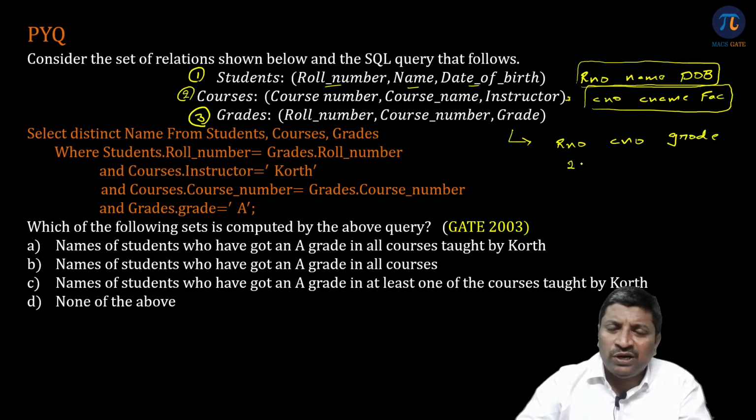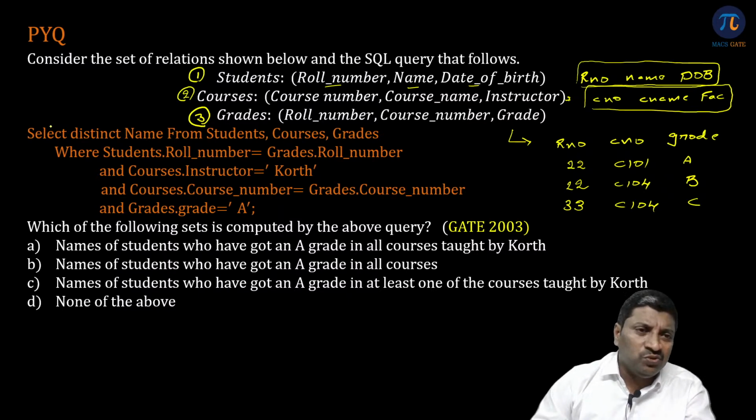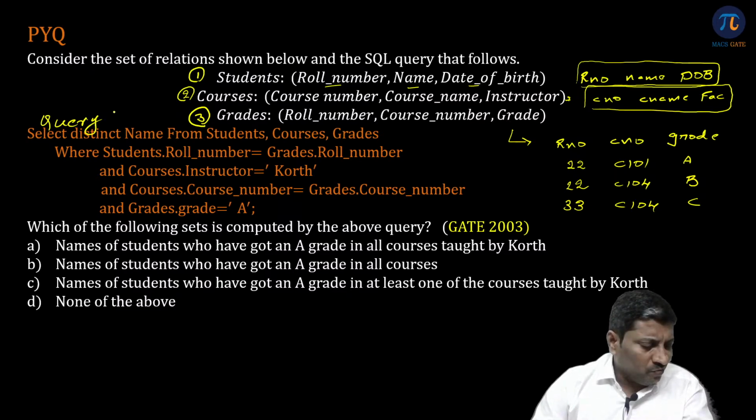Something like student roll number 22 registered C101. He got an A grade. The same student 22 may register in one more course, C104. He got B. Or I may have student 33 who registered C104 and let us assume she got a C grade. Like that, this is the story. Now what is the query, sir?